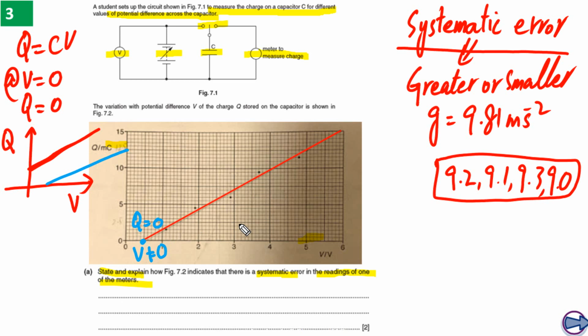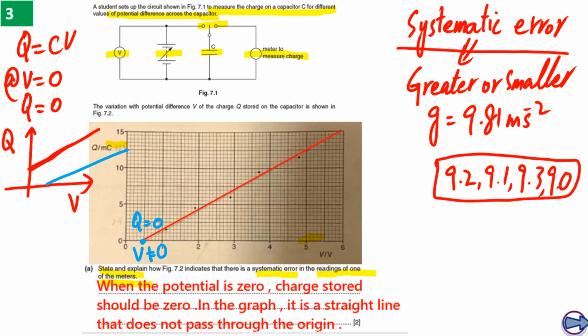Now let me explain how to write a proper answer for this question. So here is our final answer. This is how you can write down your final answer. The first thing we said is, when the potential is 0, the charge stored has to be 0, but it is not 0. It means there is systematic error. So if you write this one, you will get 1 mark.